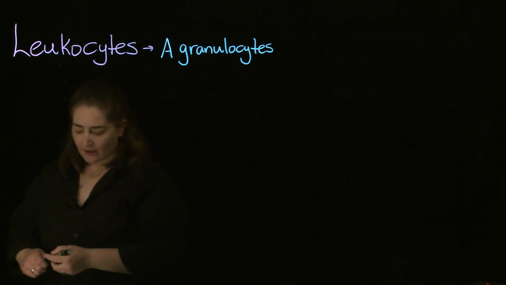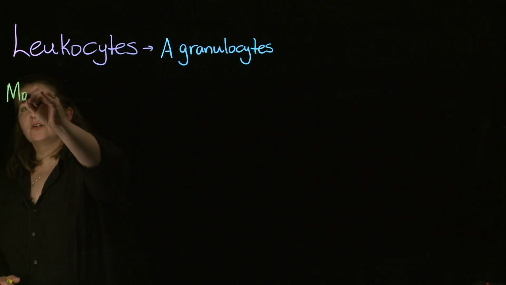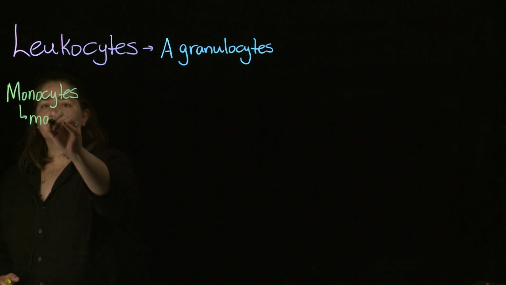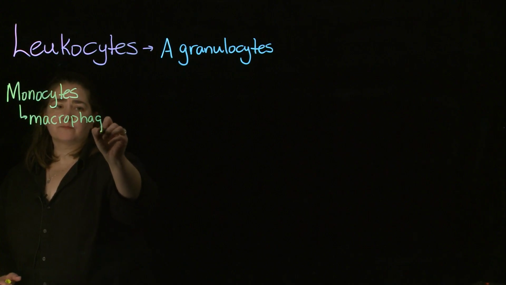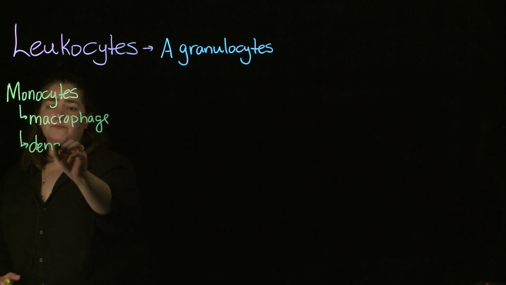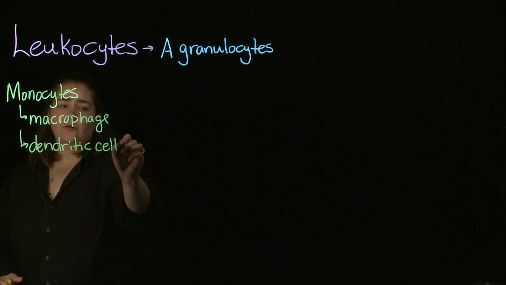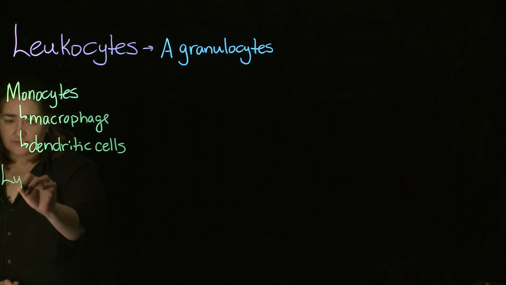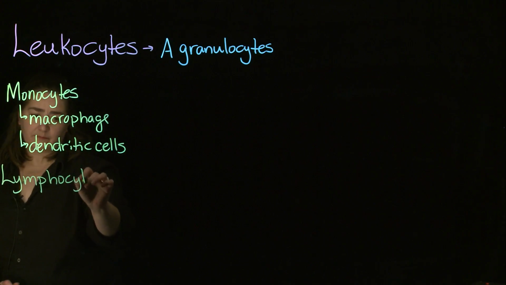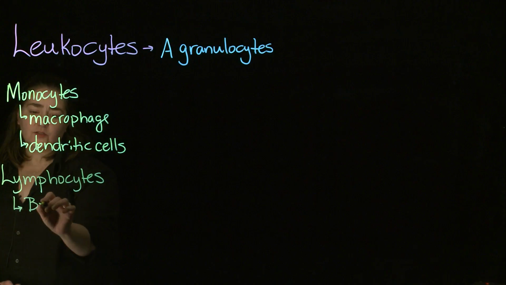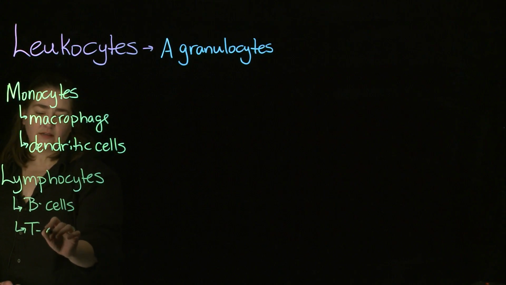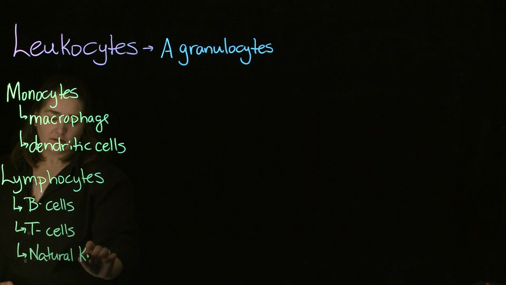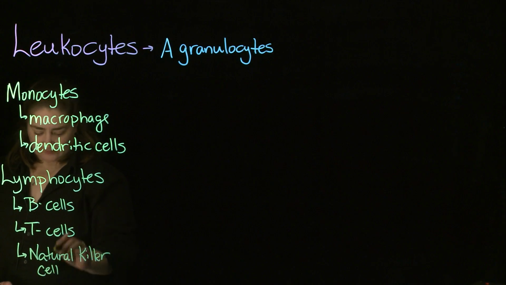The agranulocytes that we're going to talk about, first we're going to cover the monocytes, okay? And the monocytes give rise to our macrophages and our dendritic cells. So it's a differentiation process associated with the monocyte, all right? And then we've got our lymphocytes. And our lymphocytes are going to give rise to our B cells, our T cells, and my favorite, the natural killer cell, okay?